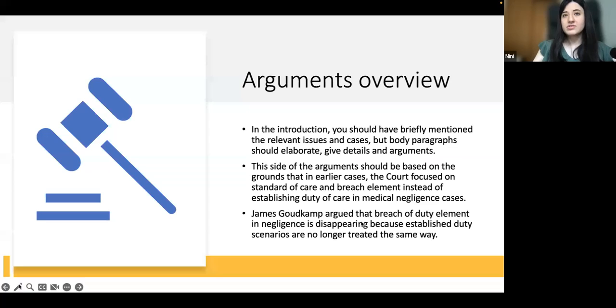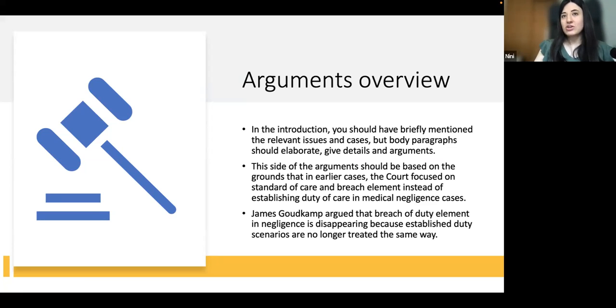Argument overview. This is the kind of arguments you would be expected to make. In the introduction, you should have briefly mentioned the relevant issues and cases, but body paragraphs should elaborate, give details and arguments. This side of the argument should be based on the grounds that in earlier cases, the court focused on standard of care and breach element instead of establishing duty of care in medical negligence cases.